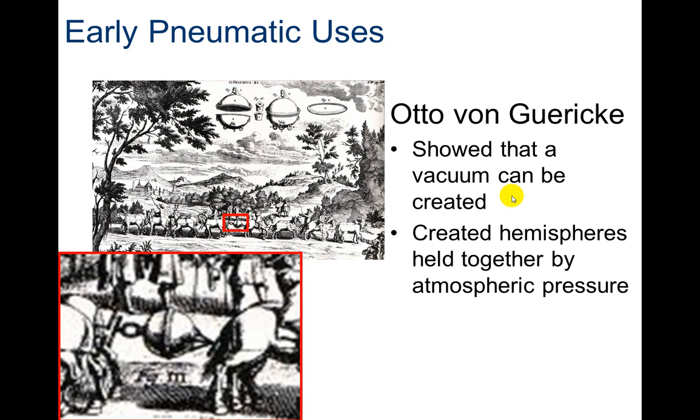Otto von Guericke showed that a vacuum can be created. He used a pump to pull the air out of those hemispheres, those half circles. Pulling out the air causes the pressure inside to go down, because air has pressure itself because of the molecules. Pull those air molecules out and you're going to have less pressure.